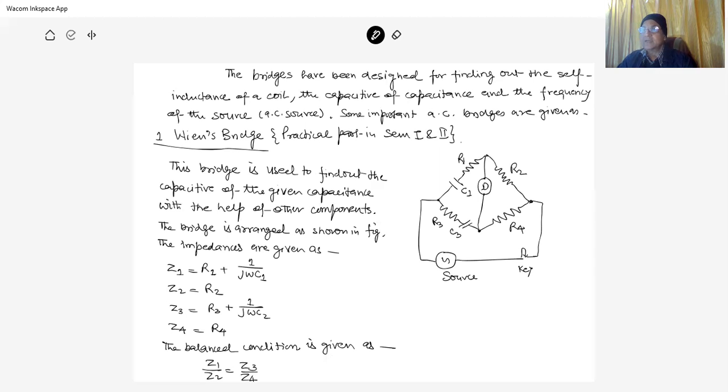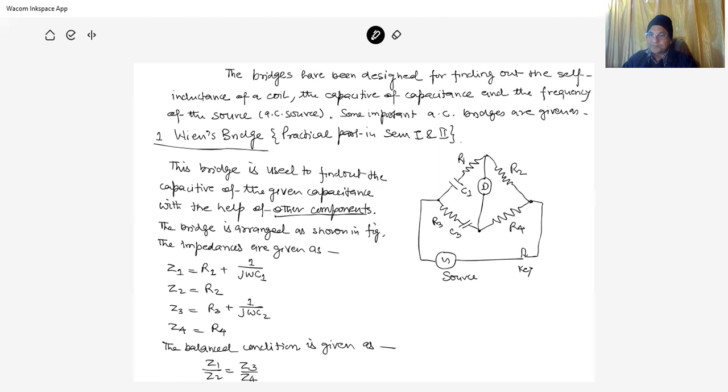So here is the theory of the Wien's bridge, how to determine the capacitance of a given capacitor with the help of the Wien's bridge method. The bridge is used to find the capacitance of the given capacitor with the help of other components. What are the other components? Other components are known resistances and capacitances. The bridge is arranged as shown in the figure.